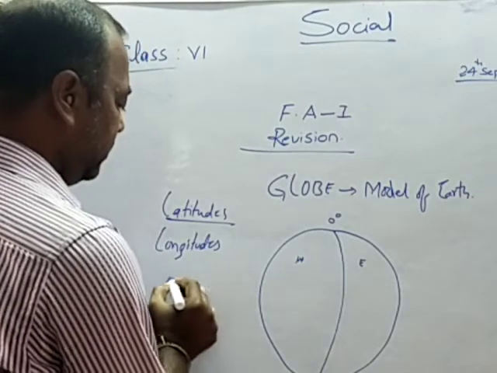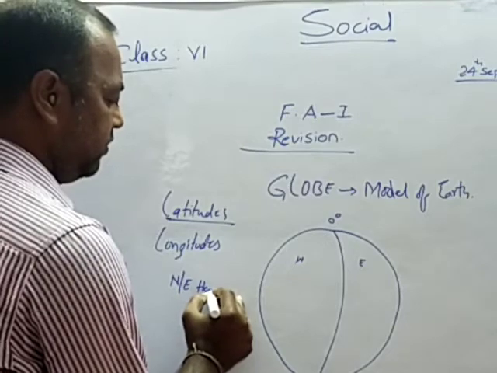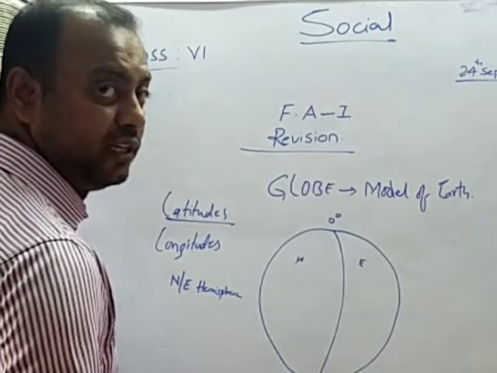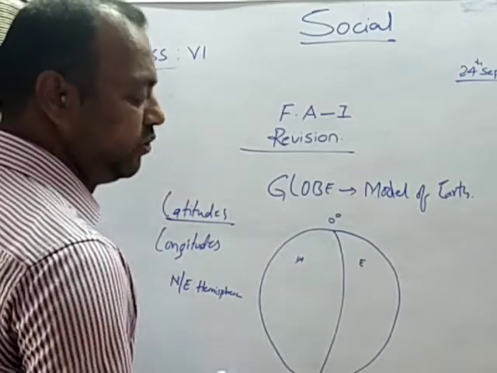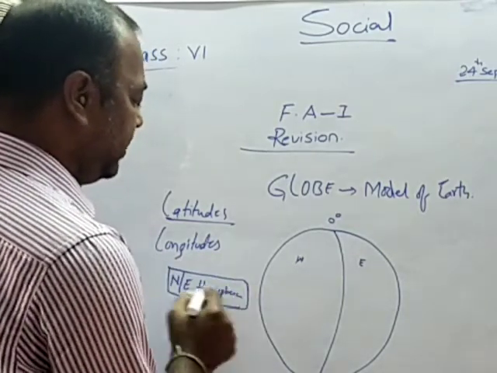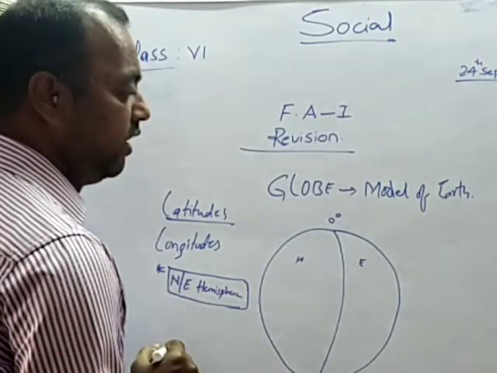India is located in the Northeastern Hemisphere, children. That means Northern Hemisphere, okay, latitudinal wise, and Eastern Hemisphere, longitudinal wise. So India is located in the Northeastern Hemisphere. Do not forget this one. This is one of the most important ones, that India is located in the Northeastern Hemisphere.